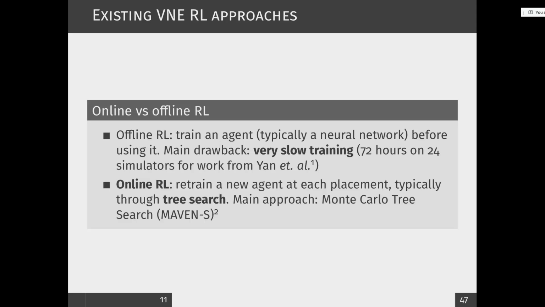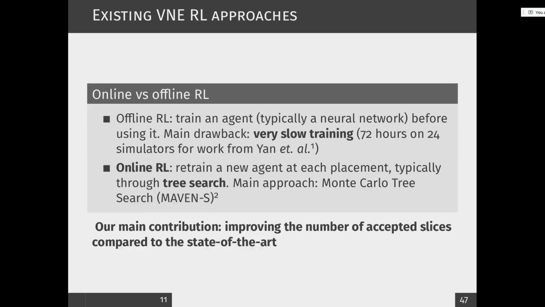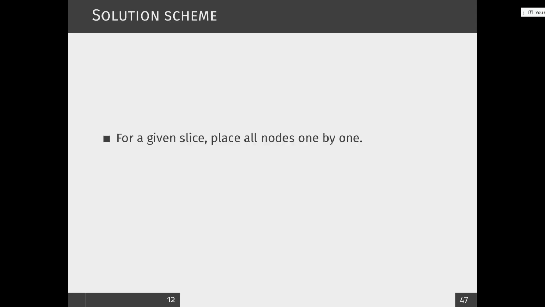So instead, we choose to go for online reinforcement learning. The idea is you have to retrain every time you have a placement, but the training is very fast. This has the nice property that you don't need to retrain for several days when your network changes, or maybe when your slices change, because the fact that the slices could change has not been very well studied. So our main contribution here is to propose an online reinforcement learning algorithm that improves the number of slices accepted compared to the state of the art.